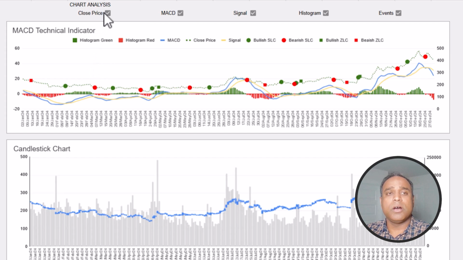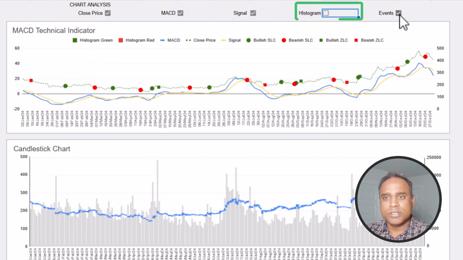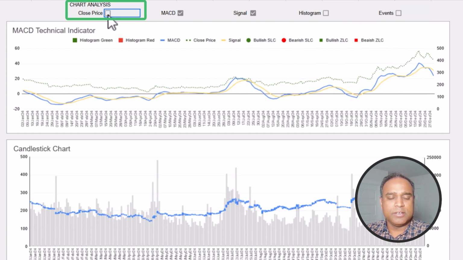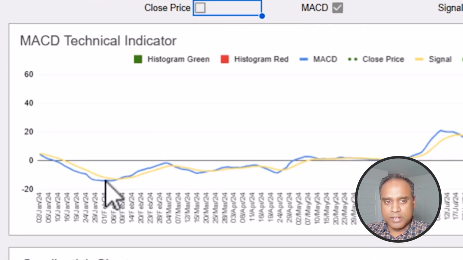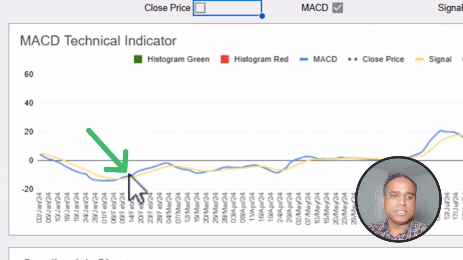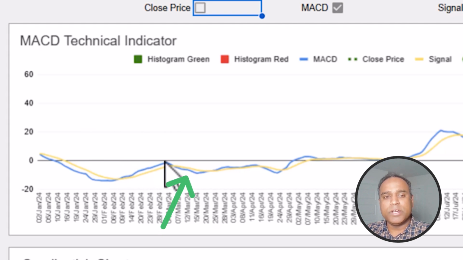The first one on the top is the MACD chart, where, for example, I'm just going to remove everything, and now you can clearly see the MACD line, which is blue, and then the yellow is the signal line. And whenever the MACD line, which is the blue line, goes from below the yellow line to above, that's a bullish signal line crossover. And whenever the blue line goes from top to below the yellow line, that's a bearish signal line crossover.